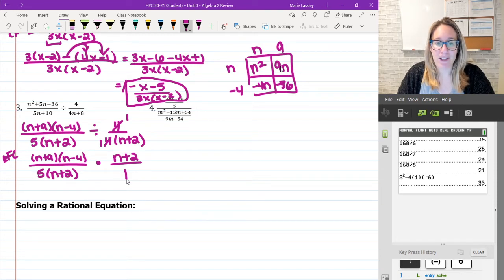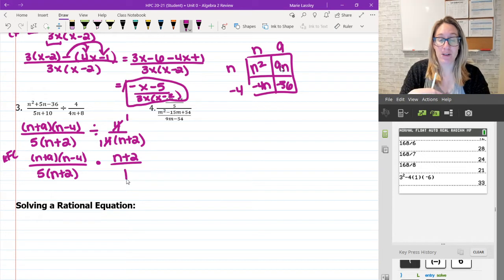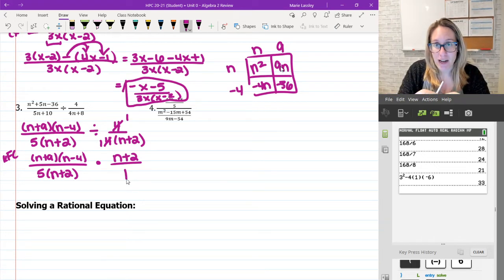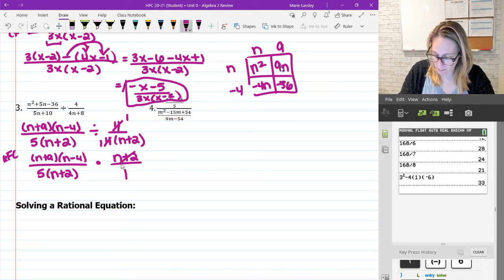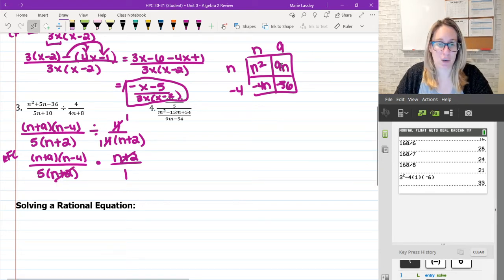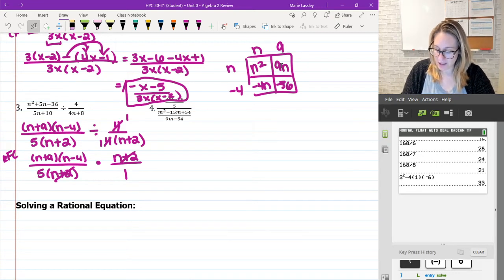So if you have something on the top and on the bottom, you can simplify it out, because just like with the 4 over 4, it's going to simplify to 1. So I have an n plus 2 on the top and an n plus 2 on the bottom, so I can go ahead and simplify that. There's nothing else that I have the same on top and bottom, so it looks like that's as simplified as I can go.